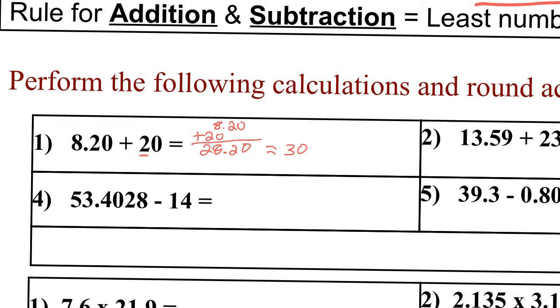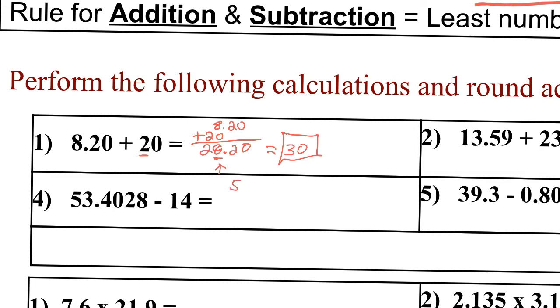Remember the rules for rounding? If this number is greater than 5, you round up. If that number is less than 5, you round down. So the correct answer for this would be 30. Let's go ahead and do this next one.